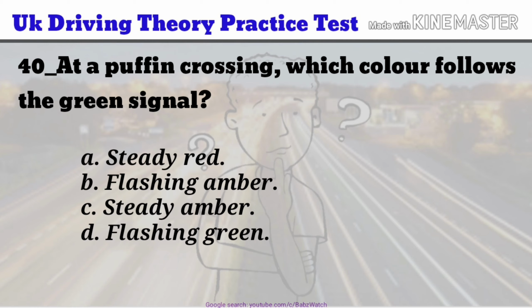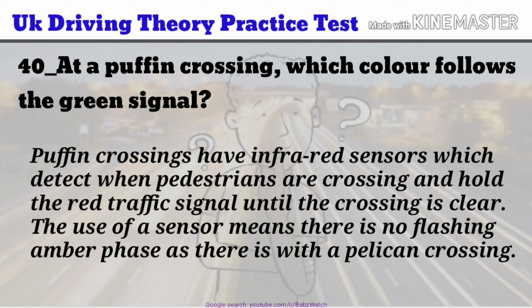Steady amber. Puffin crossings have infrared sensors which detect when pedestrians are crossing and hold the red traffic signal until the crossing is clear. The use of a sensor means there is no flashing amber phase as there is with a Pelican crossing.